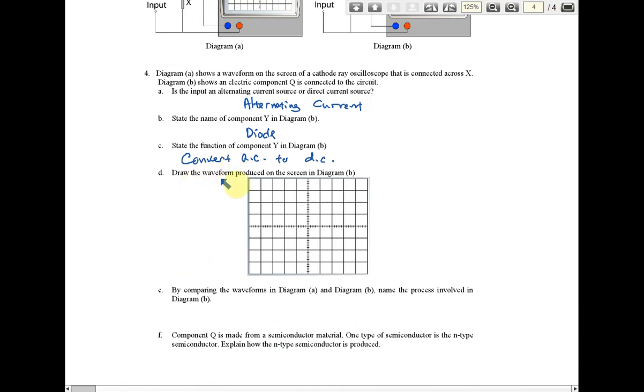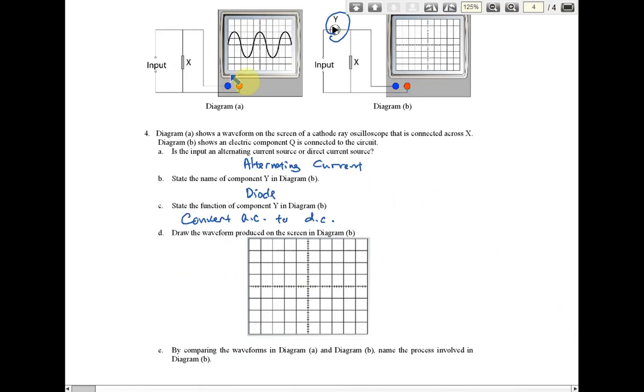D, draw the waveform produced on the screen in diagram B. What happens is that the diode does not allow the current to flow back, so the current that moves backwards will be cut off. This current here will be cut off. This current will be cut off. So you only see this and this. Here no current flows, and you need to connect this. If there's still no current flow, it will show zero current. So this is the waveform produced.